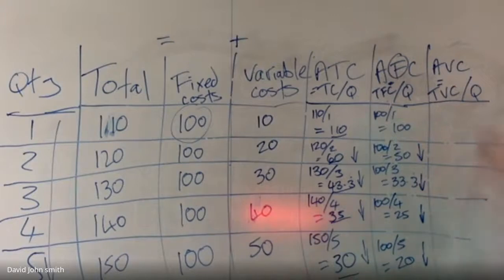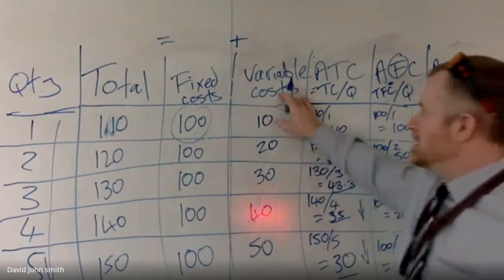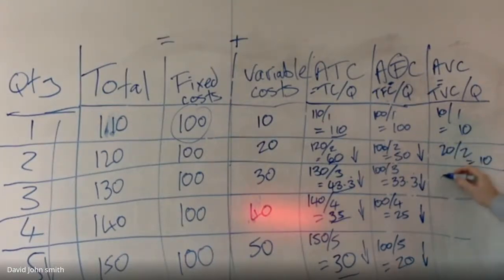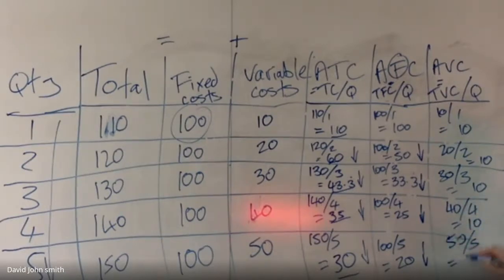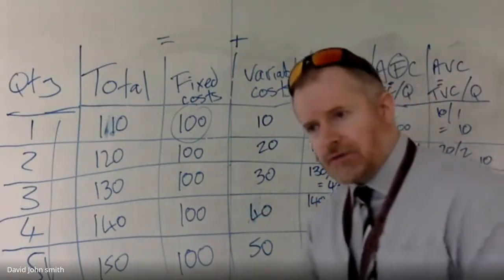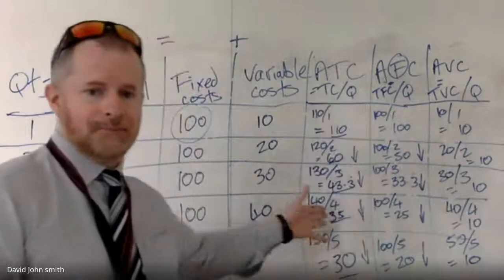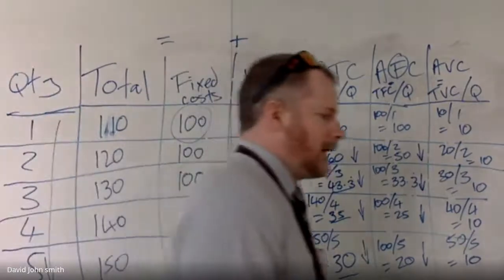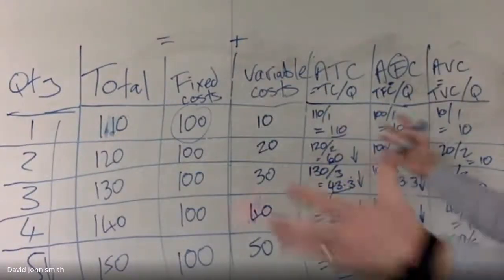And this one here is the average of your variable costs. So you're going to take these ones and divide them by the quantity. So 10 over 1. We've got 22. 30 divided by 3. 40 divided by 4. 50 divided by 5. So your average variable costs are the same, right? Because that's how it works out. Yeah. Now, that's the maths there.